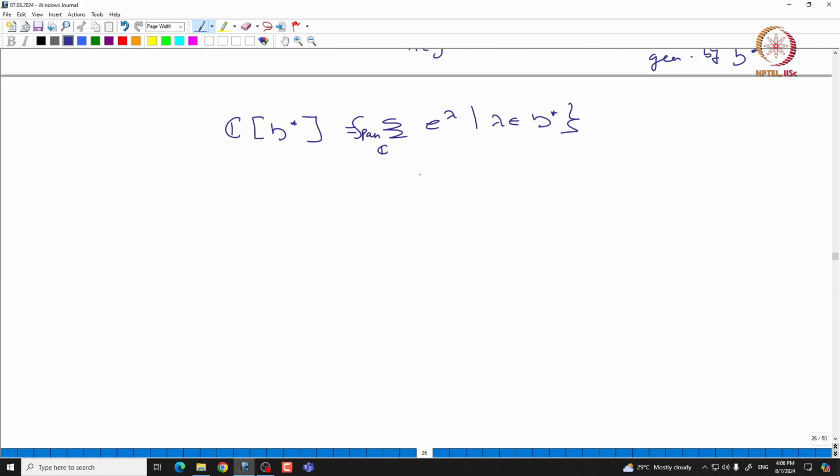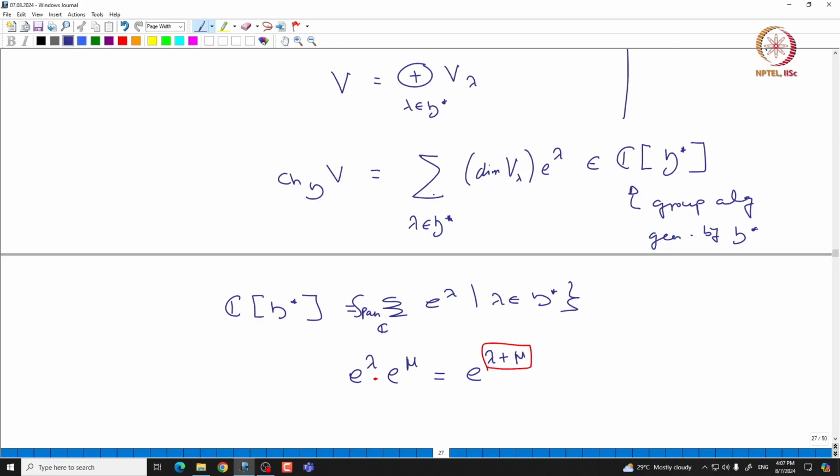So, that is given by this exponential notation. So, if you take e power lambda, e power mu, it is the convolution product. So, basically it gives you e power lambda plus mu. So, basically the addition of the group is recorded here. So, that comes from the multiplication of the algebra. So, now one can think of this character as an element inside this algebra. Okay. So, now because these weights form a finite set, this is a finite sum, even though it looks like an infinite sum, this is indeed a finite sum.